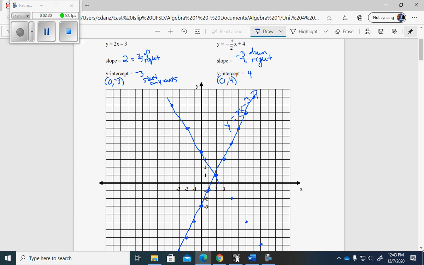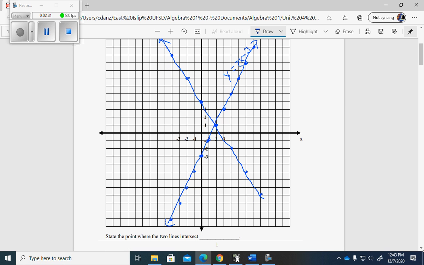Again, extend to the edges of the graph paper. It really is difficult for me to draw a straight line on this pad that I use. Make sure you label the line.